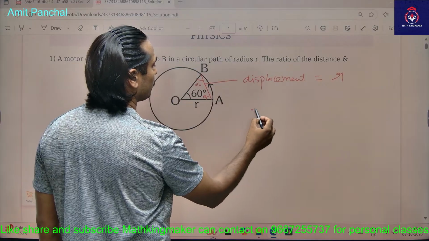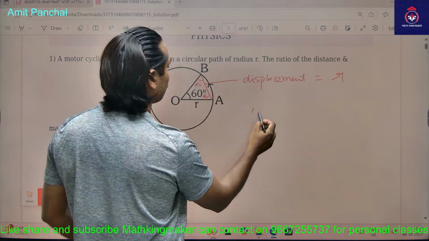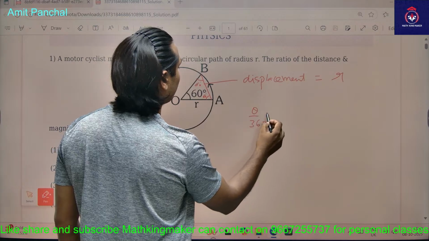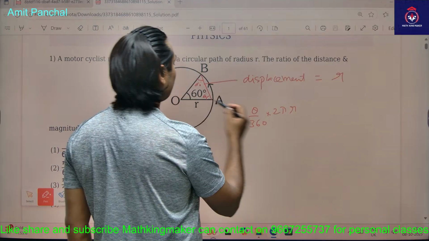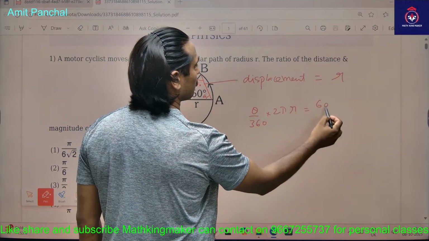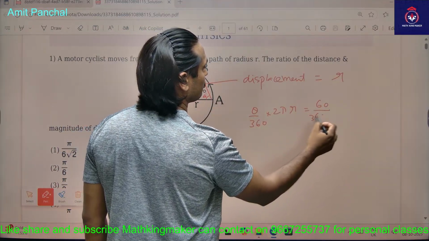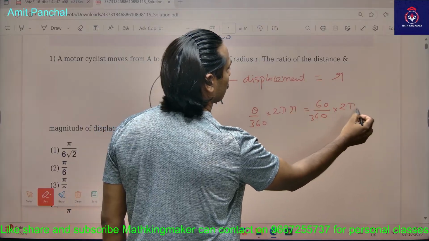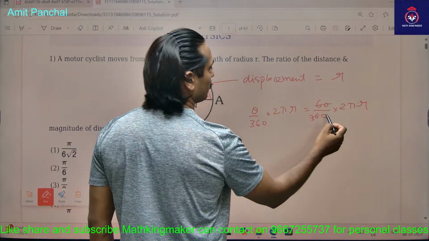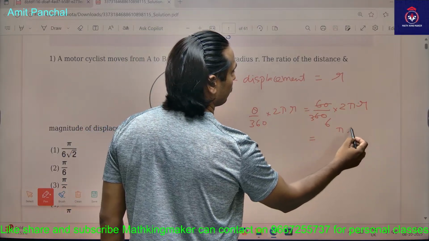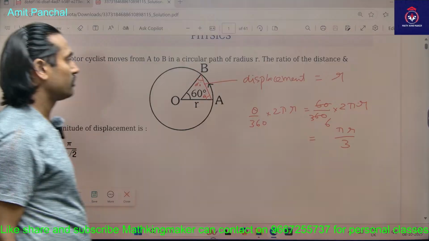Either you calculate it theta by 360 into 2 pi r. So theta is 60 degrees, 60 by 360 into 2 pi r. So that is cancelled, so that is pi r by 3. Got it?